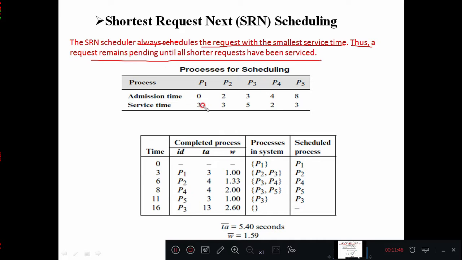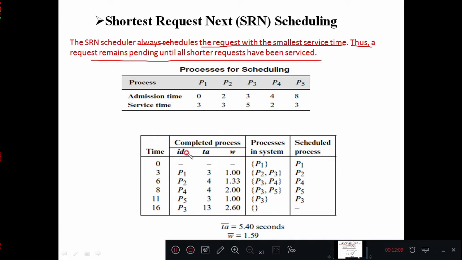So let us take the same example again here. This table is the same, but only the second table varies because the scheduling policy is different. Even in the exam they may change these admission times and service times, and accordingly you have to calculate the second table contents.